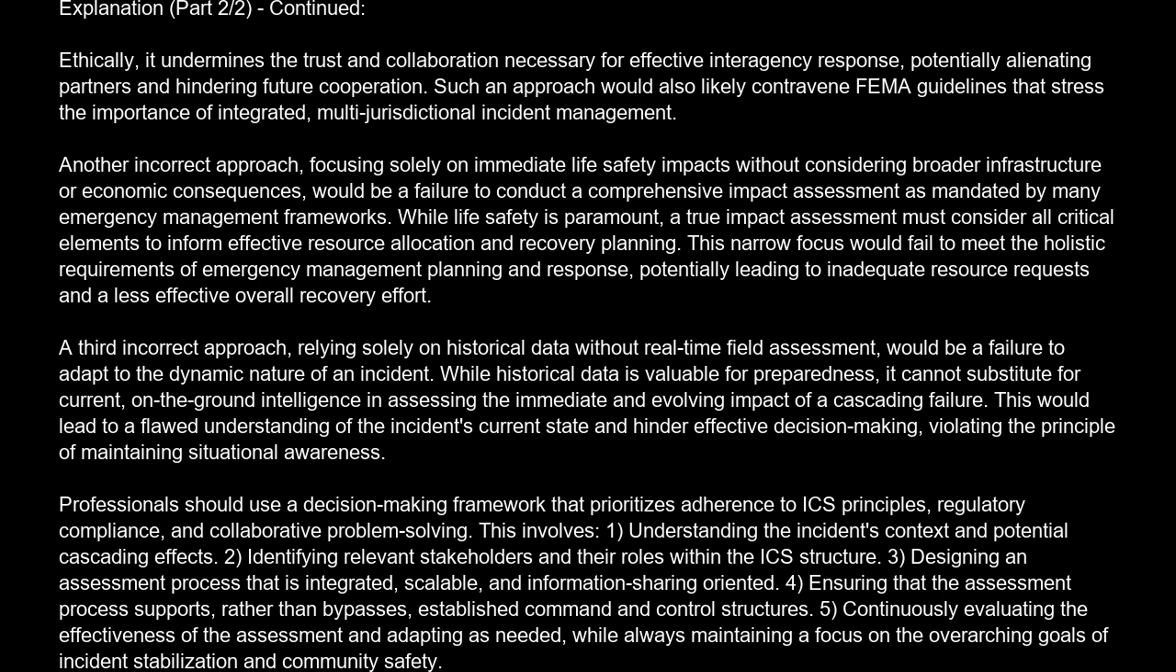This involves: 1. Understanding the incident's context and potential cascading effects. 2. Identifying relevant stakeholders and their roles within the ICS structure. 3. Designing an assessment process that is integrated, scalable, and information-sharing oriented. 4. Ensuring that the assessment process supports, rather than bypasses, established command and control structures. 5. Continuously evaluating the effectiveness of the assessment and adapting as needed, while always maintaining a focus on the overarching goals of incident stabilization and community safety.